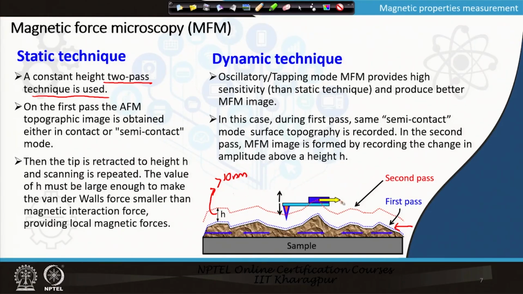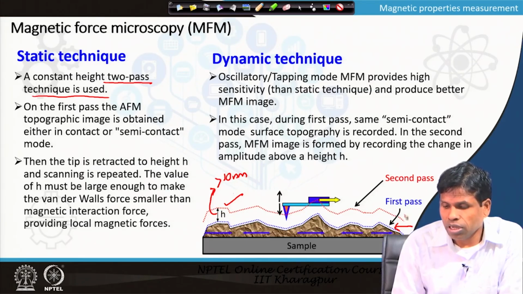After the same path is followed, now in the second pass we measure the magnetic force, because far away from the sample there is no other force that predominates, such as van der Waals force, and magnetic force being a long range force can be measured far away from the sample. If we do the same thing very close to the sample, then other forces will predominate, such as van der Waals force, thereby not giving correct magnetic force information. This is in the static mode. The second pass is done following the same path that the first pass followed.